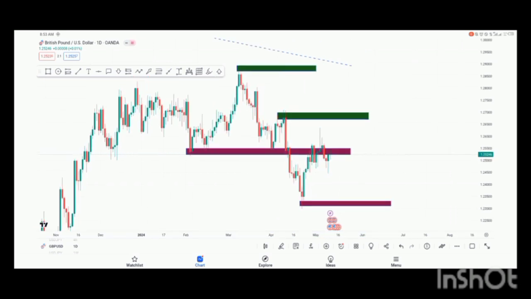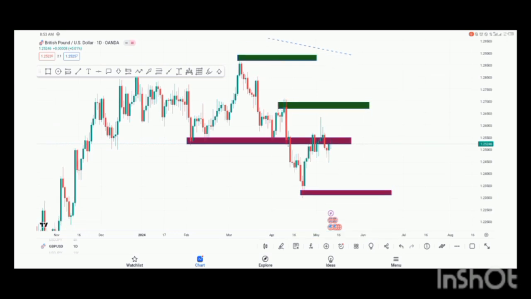But on the flip side, if price decides to continue upward, we'll be expecting price to retest this resistance zone here before there's a drop to this support zone. So I'm just going to draw that out real quick. In the daily time frame for GBPUSD, we'll be expecting price to move to retest this resistance zone before there's a drop to the support zone right here.